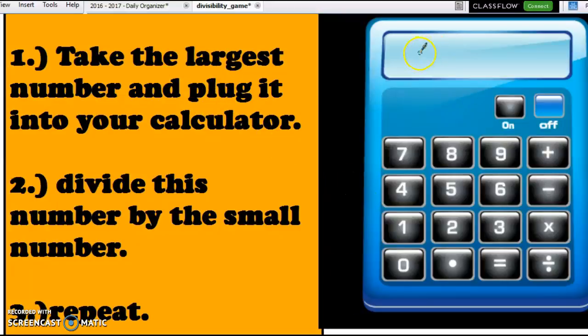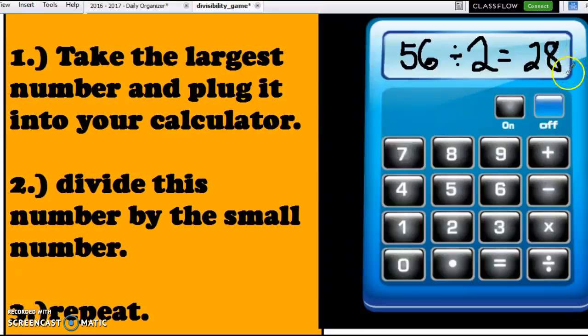So let's say we were trying to see if the number 56 was divisible by 2. Then the first number I would plug into the calculator would be 56 because it's the largest number I have. And then I need to divide that number by the divisor, or the smallest number, which is 2. And when I do that, I'm either going to see an exact whole number or a decimal. When you divide 56 by 2, your answer is an exact whole number of 28.